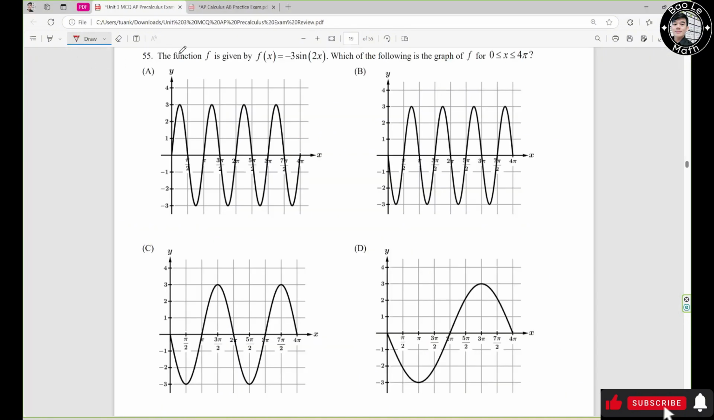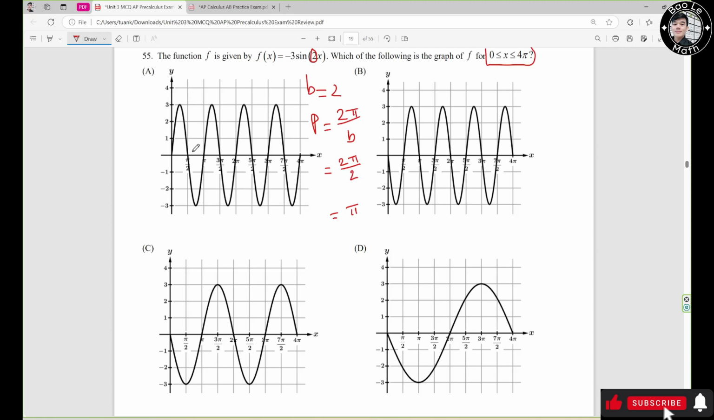Now let's move on to question 55. The function f is given by f of s equals negative 3 times sine 2s. Which of the following is the graph of the function f for the interval 0 to 4 pi, right? Now we need to find the period, right? We're given b right here equals 2. So the period equals 2 pi divided by b, which means 2 pi divided by 2. So it could be pi, right?